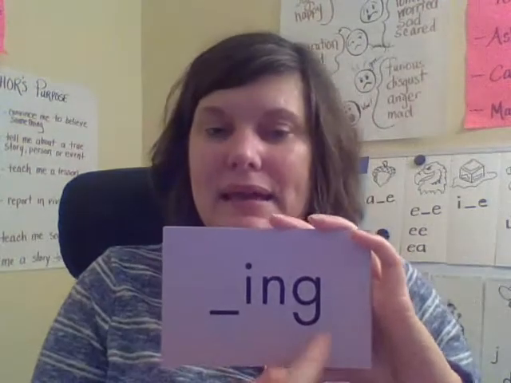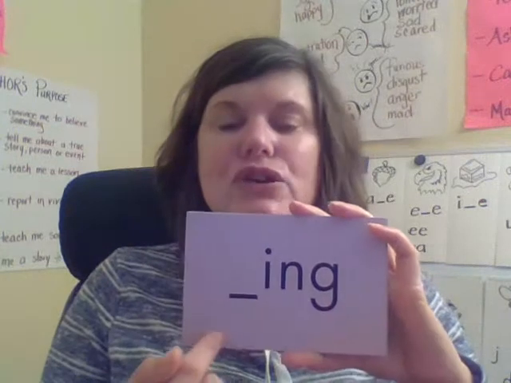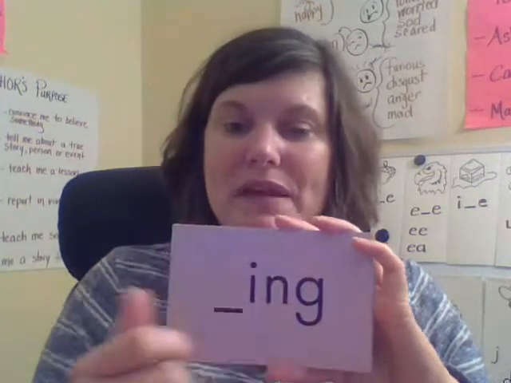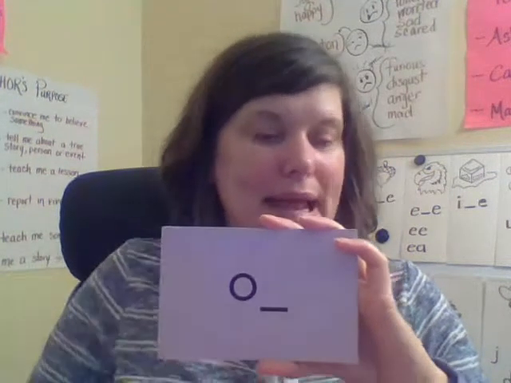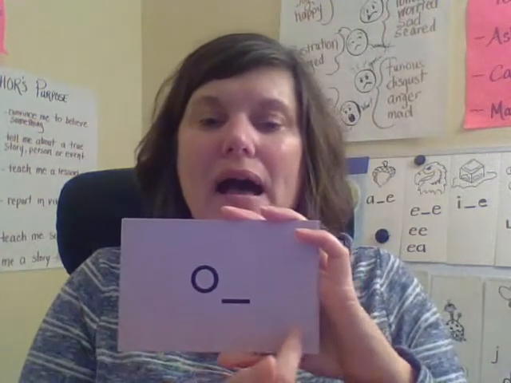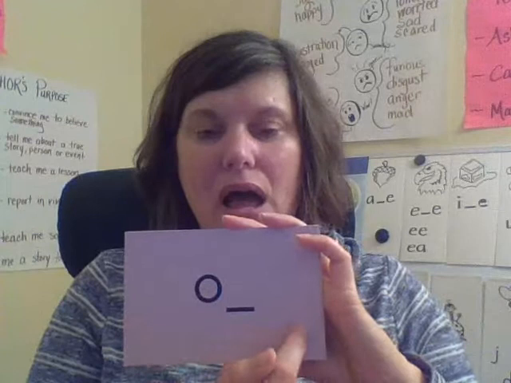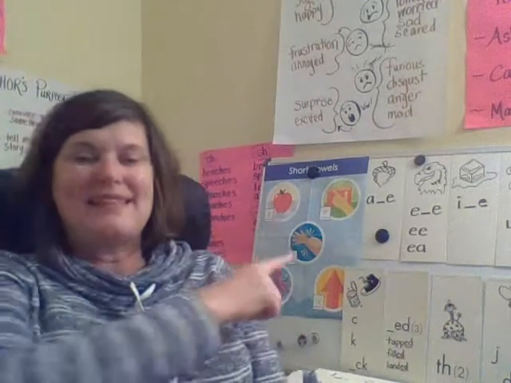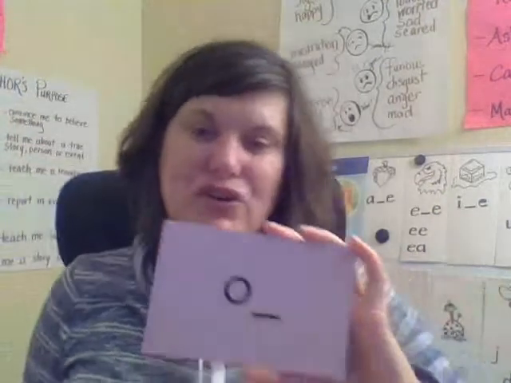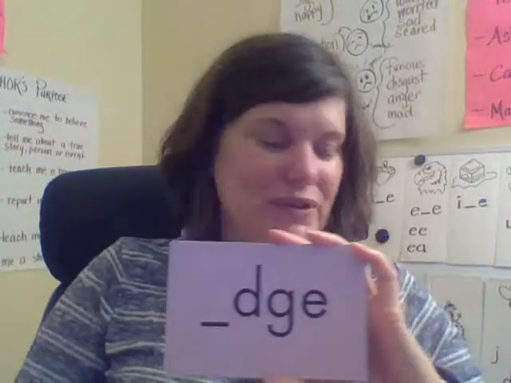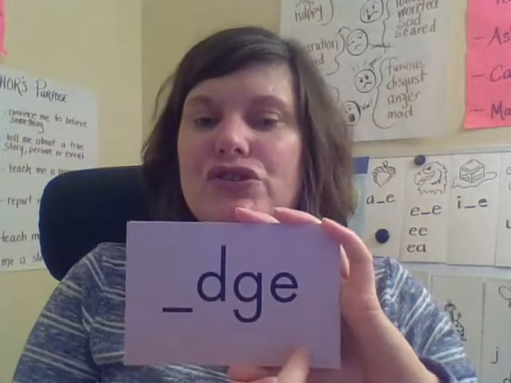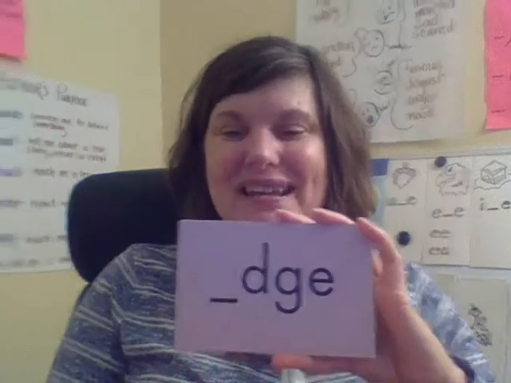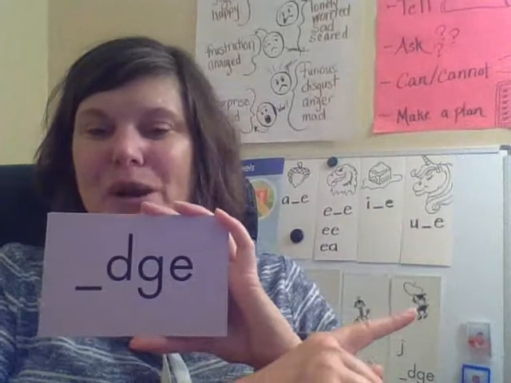Ing. Together, ing. Your turn. Good. This suffix you add to the end of a base word to mean it's happening now. Together. Your turn. Show me the hand signal like the octopus. Pretend like you're moving the tentacles of the octopus. Together. Your turn. Good. Like the jump rope.